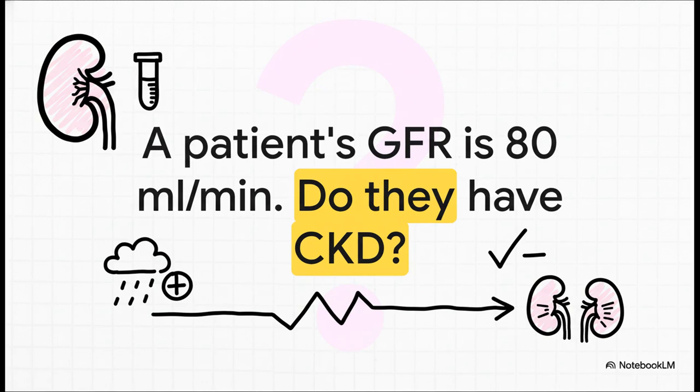So let's end with a clinical scenario to bring this all together. A patient's eGFR is consistently 80 milliliters per minute. Do they have chronic kidney disease? Well, the answer, based on everything we've just discussed, is it depends. We simply can't make the diagnosis without more information. We absolutely have to assess for that evidence of kidney damage, with the most important one being the presence of albuminuria.